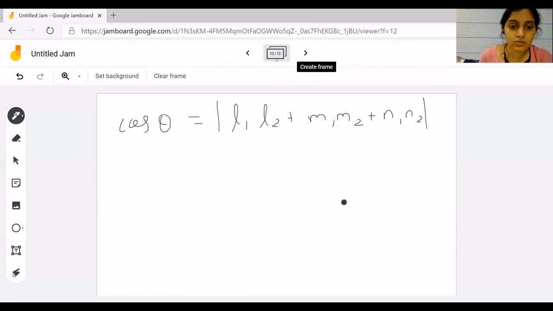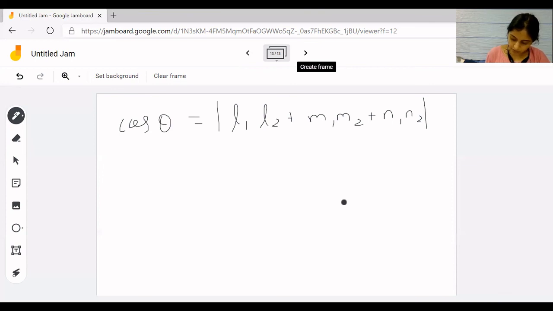Now if two lines are perpendicular to each other, then theta is 90 and cos theta will be 0. Then we'll have L1 L2 plus M1 M2 plus N1 N2 equal to 0. And if the lines are parallel to each other, then they make the same angles with the X, Y, Z axes respectively. Therefore, their direction cosines are the same, meaning L1 equal to L2, M1 equal to M2, and N1 equal to N2, if they are parallel to each other.